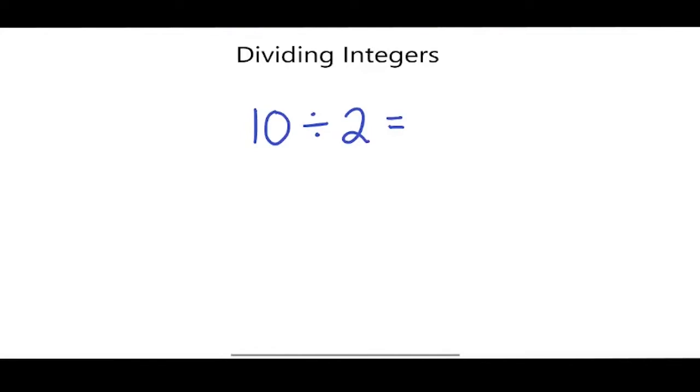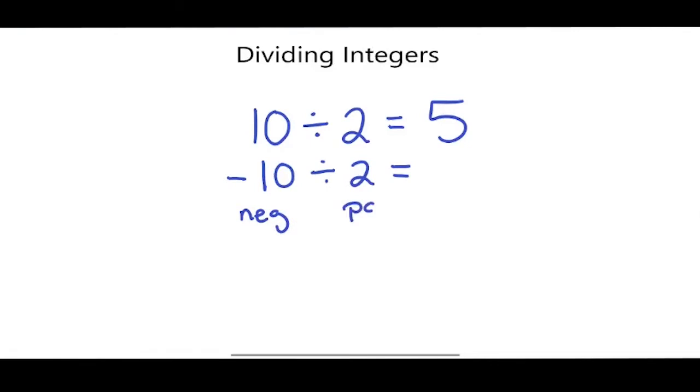So let's say we have 10 divided by 2. Well, 10 divided by 2 is 5. Let's say we have negative 10 divided by 2. Well, if you remember from the multiplying integers video, if our signs are different, so here I have a negative and here I have a positive, that means that the answer is going to be negative. So the answer is negative 5.